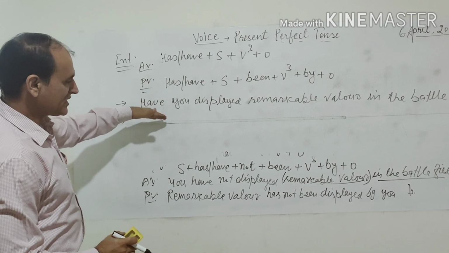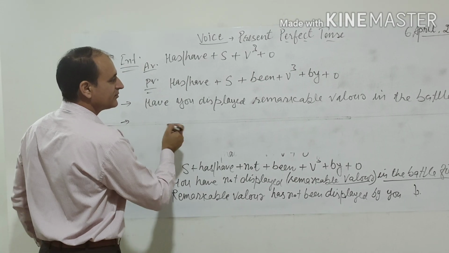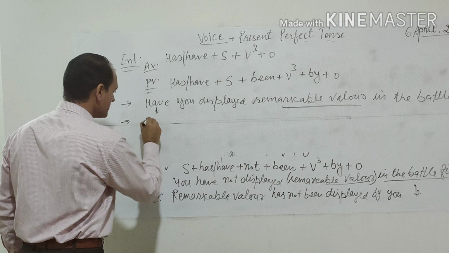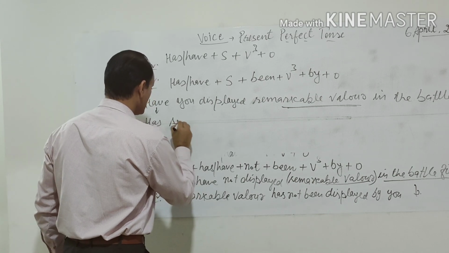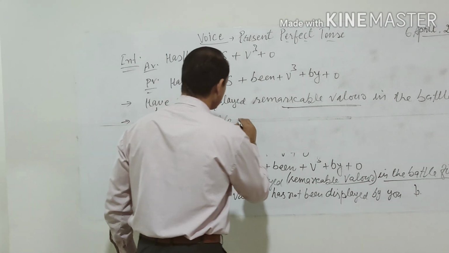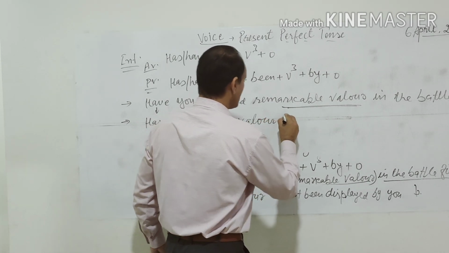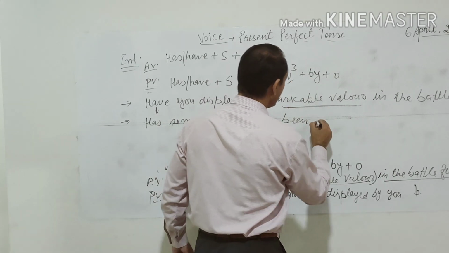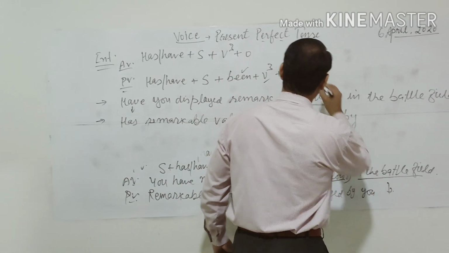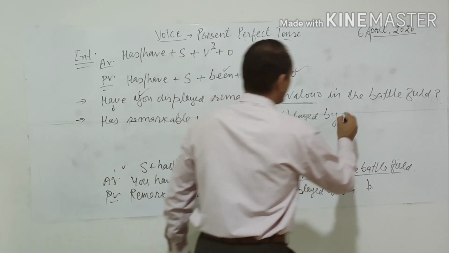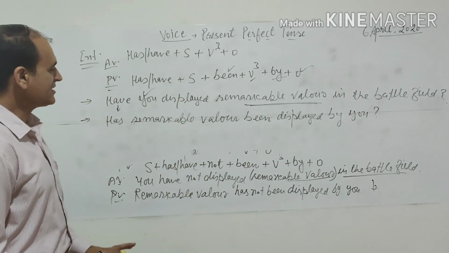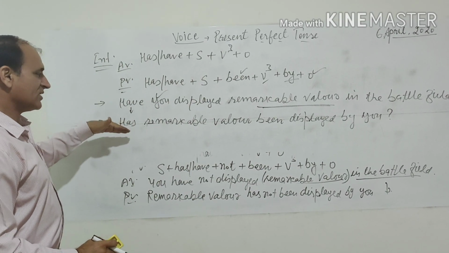If we change the sentence into passive voice, it will be remarkable valor. We know this is the object. So in place of have, now we'll be using has: remarkable valor has been displayed by you. Subjective and objective, both the cases are same. So this is how we can change interrogative sentences into passive voice.